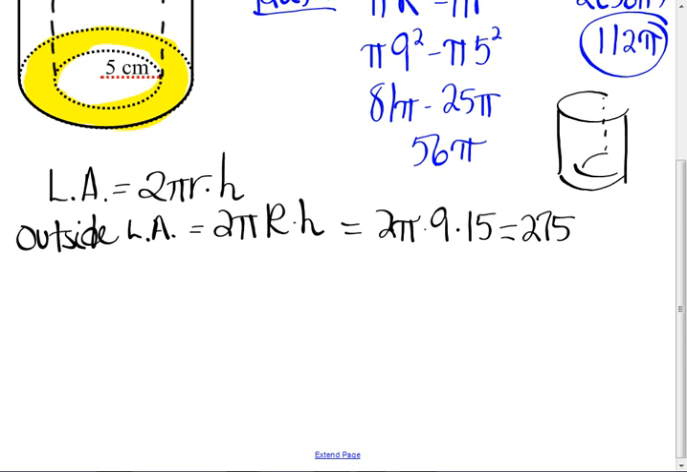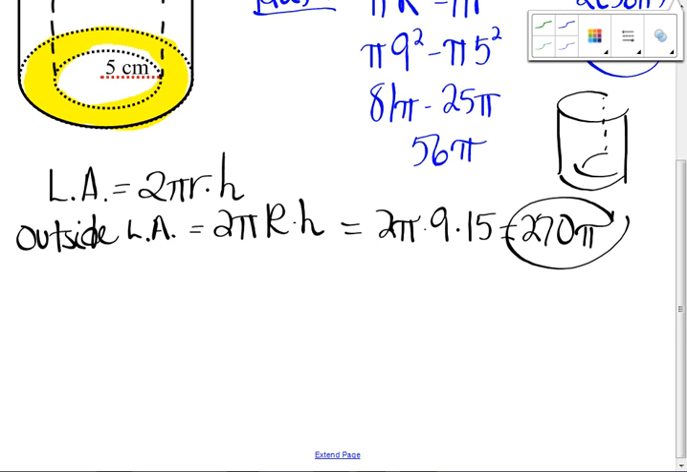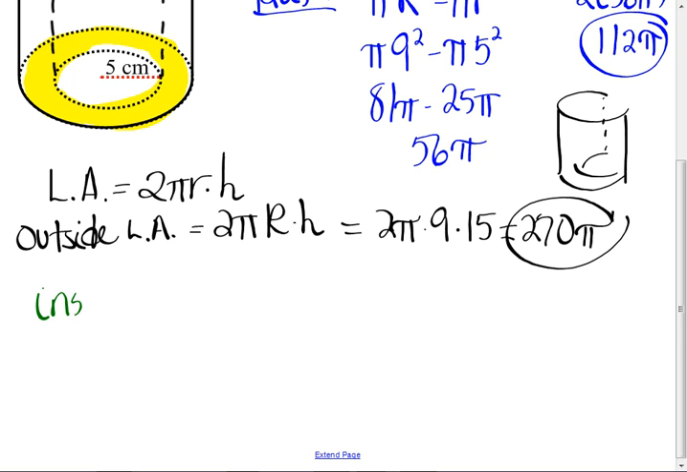Sorry, it's not 275, it's 270. Is it 270? Yeah. Oh, okay, it's 270 pi. Don't forget the pi. Okay, now you got to do the inside cylinder. You do 2 pi, so inside, 2 pi little r times h, which is 2 pi 5.